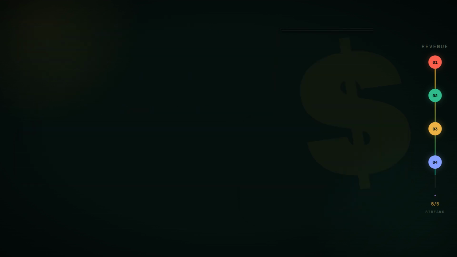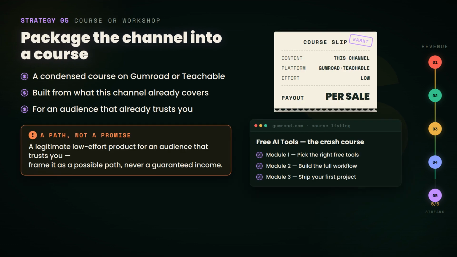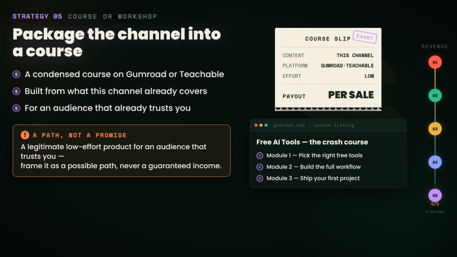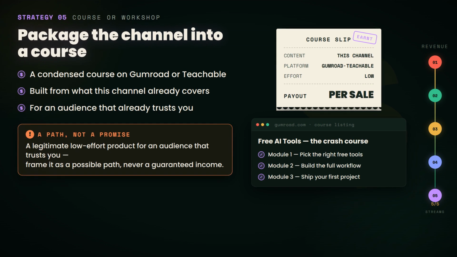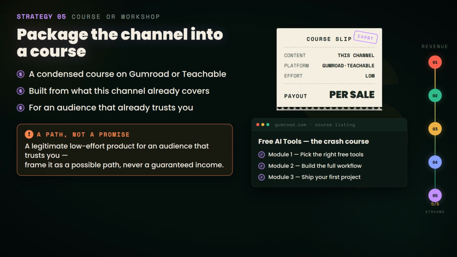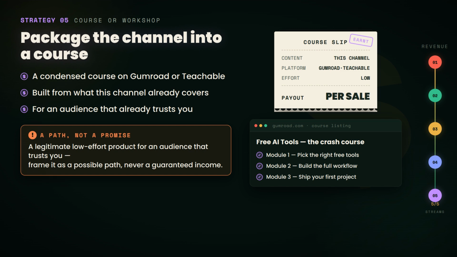pricing. Strategy 5. Course or workshop about free AI tools. A condensed course on Gumroad or Teachable, built from what this channel already covers, is a legitimate, low-effort product for an audience that already trusts your recommendations. As with the other strategies, avoid promising specific income figures. Frame it as a possible path, not a guarantee.